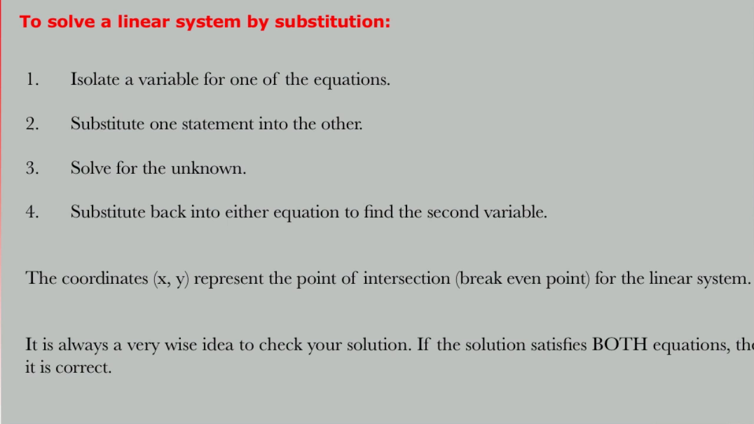So when we look at solving linear systems by substitution, we know that we always have to isolate a variable, and then we substitute what that variable equals into the other equation. That's very important. We solve for the unknown, and then we substitute back into either equation. It doesn't matter at that point. And the coordinates x, y represent the point of intersection, or the break-even point for the linear system.